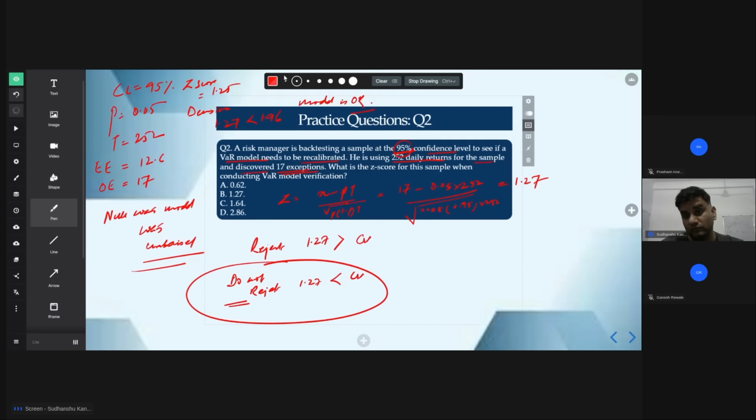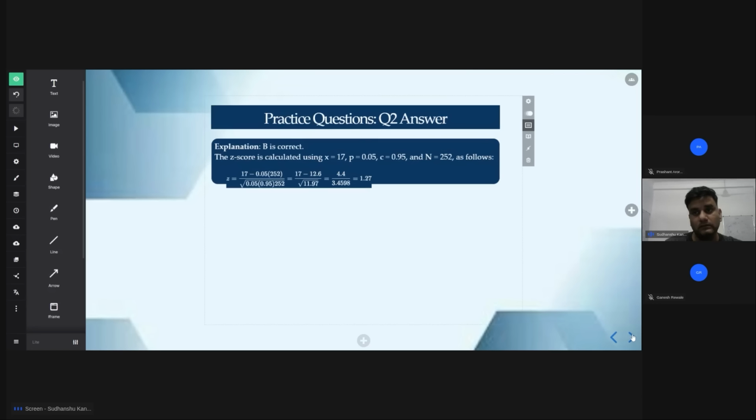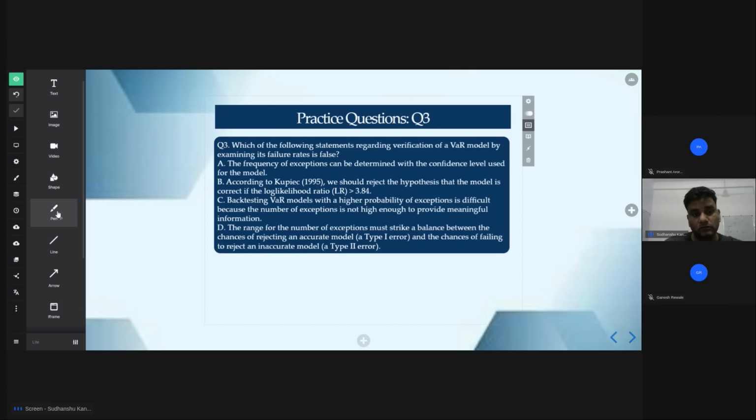All right. So we have solved two questions where you have seen that when the Z score was 2.72, we rejected the model. But when the Z score came out 1.27, we accepted the model, right? So please understand, by comparing your Z score with the critical value, we can make a judgment whether you want to accept or reject the model. Okay. All right, guys. Let's move ahead. In the next part, this is what the solution is. We have done it. Okay, next question.